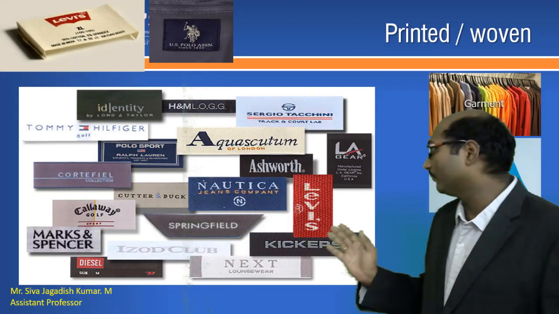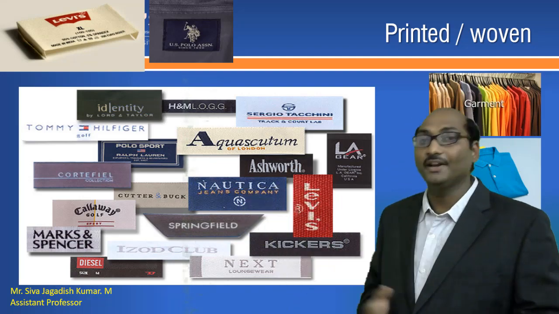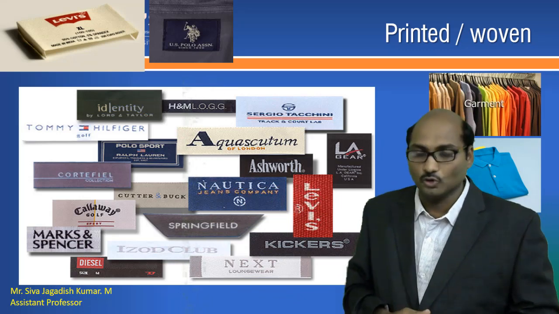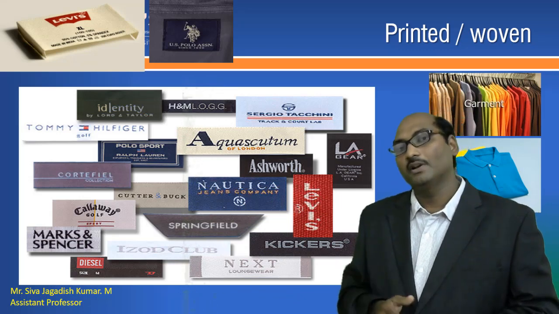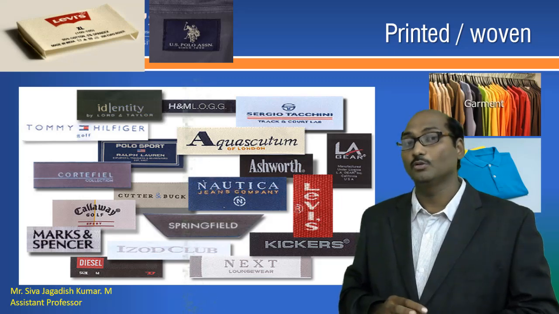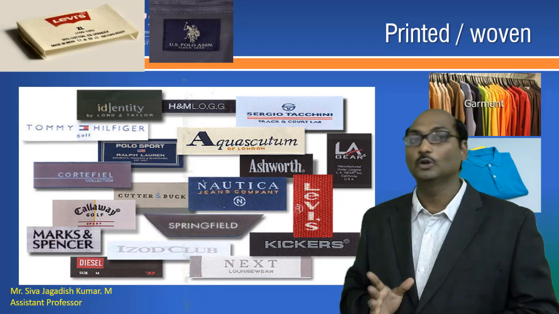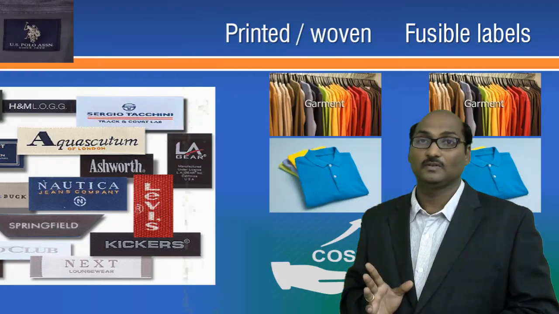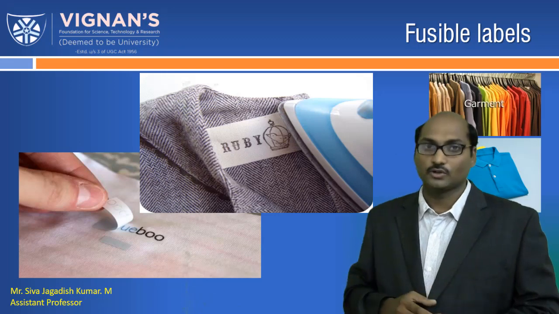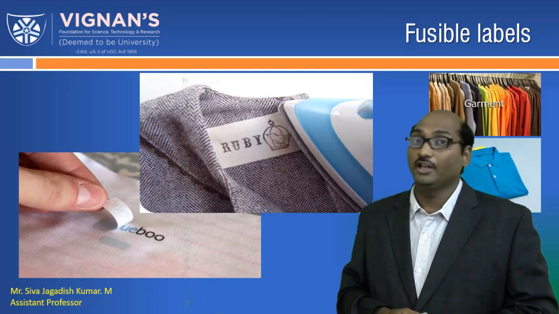As you can see in these photographs, there are various kinds of labels. It will vary depending upon the kind of brand which is going to be used. But the costing, whether it is a printed label or woven label, is going to have a vast difference, especially. Okay, vast difference. And along with this, fusible labels are also there. Fusible labels means by means of application of press and all, it can be made.